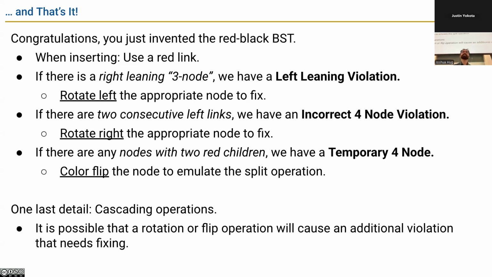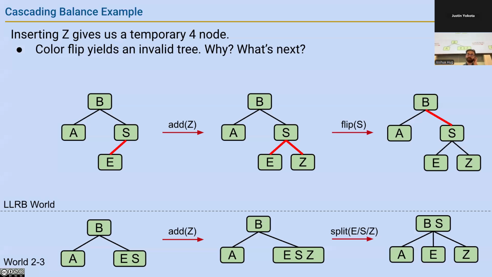Now there's one last detail, which is, I guess, the base case of the whole operation. We also need to think a little bit about cascading operations, which is that sometimes when you do a rotation or a flip, you get new violations that need fixing. So for example, consider the following. When I do that we have this original structure, if you add the letter Z here, only look at the 2-3 right now, please. When you add Z, Z appears in this bottom node, and then we split and bring the S up. That's what happens down below.